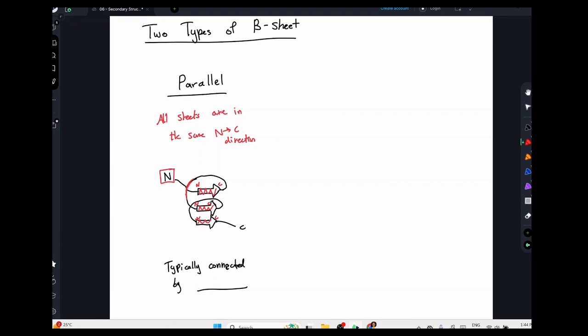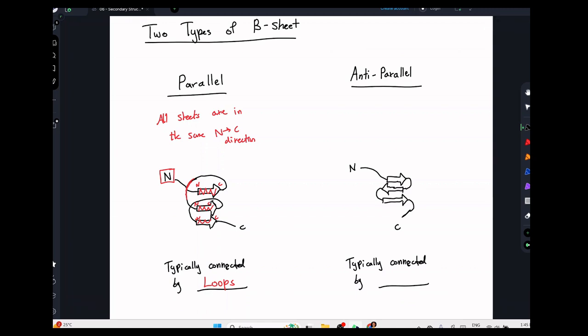Now, these are connected typically by, I'm going to call them loops, because you can see in order to have them be in the same direction, you need to have some more amino acids, more primary sequence to go back around and loop back around to make them line up perfectly. Alternatively, you have the anti-parallel beta sheet. Here, sheets alternate in direction.